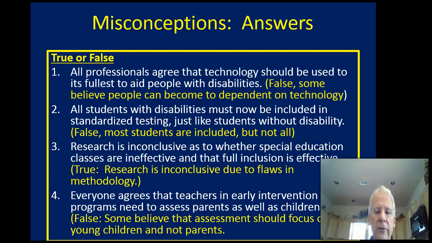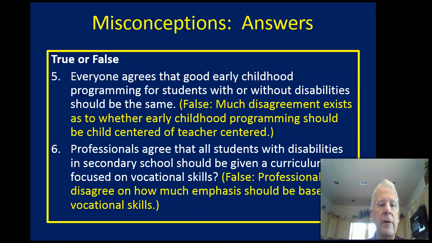Number 4, everyone agrees that teachers in early intervention programs need to assess parents as well as children. Again, the key word is everyone. Well, that's a real practical thing to do and probably an important thing to do, but not everybody agrees with that. Some people think that assessment should just focus on the young children and not the parents. Number 5, everyone agrees that good early childhood programming for students with or without disabilities should be the same. False. There's a lot of disagreement about the type of program that should be used for young children who may or may not have disabilities.